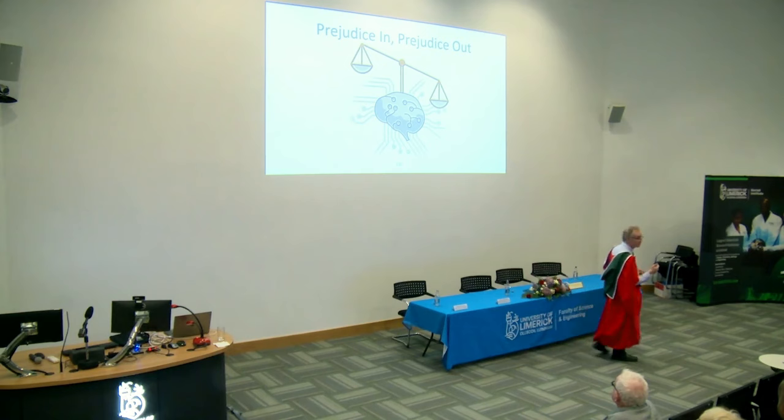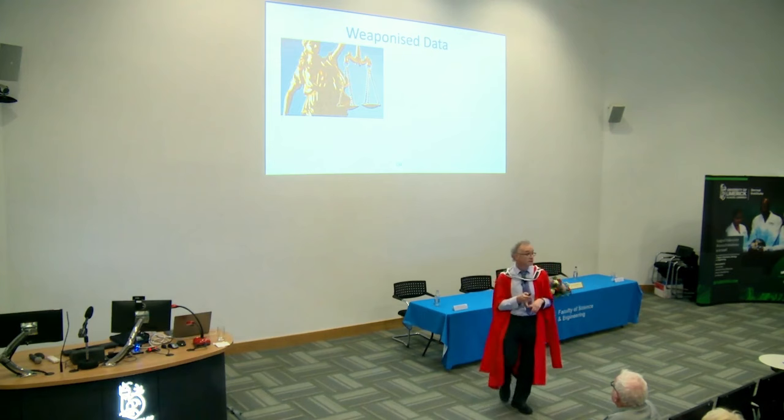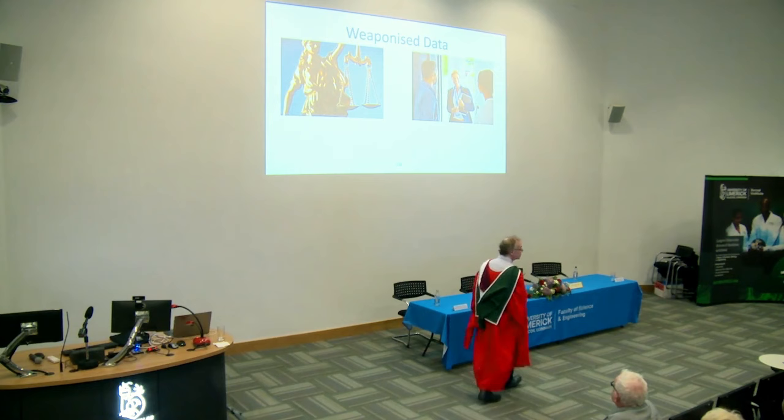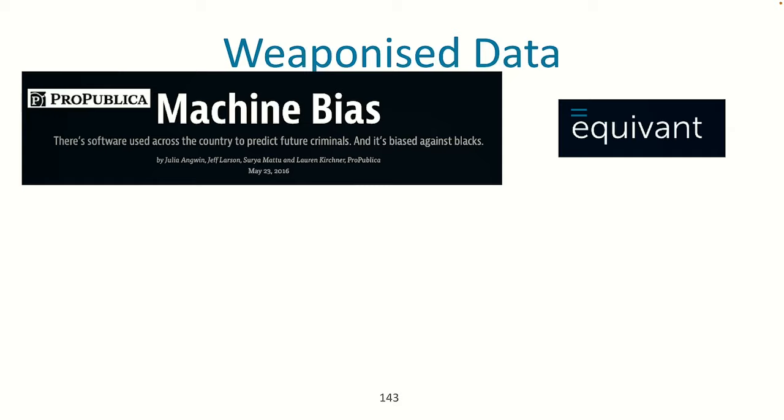So what we have is weaponized data, and there are three big areas at the moment that are problems. One is justice, social welfare, and recruitment. And I'm just going to look at justice for the time being. What we have here is known as COMPAS software. This is used to predict how likely somebody is to commit another crime.